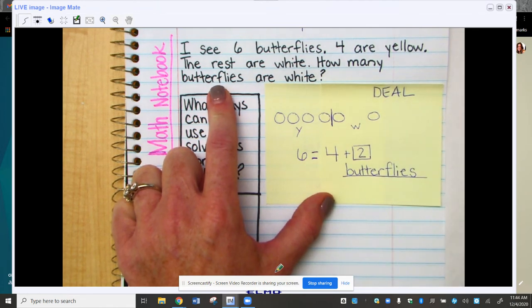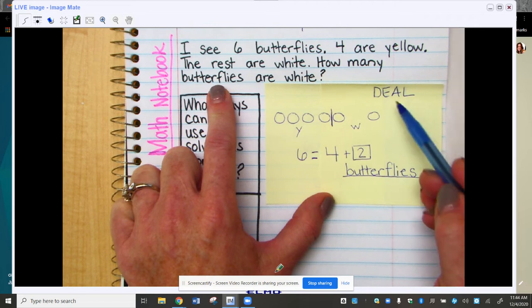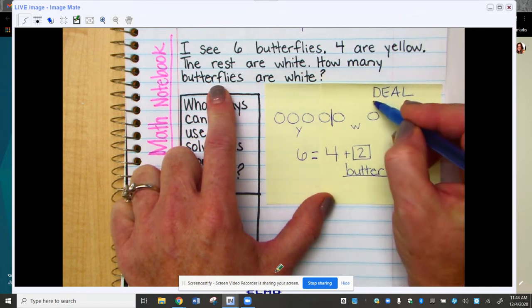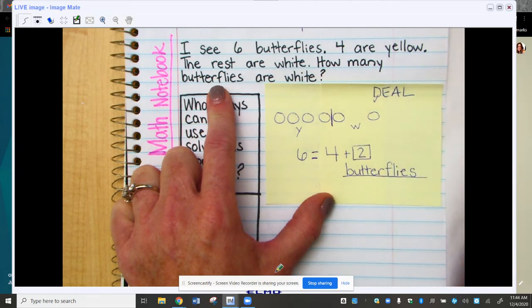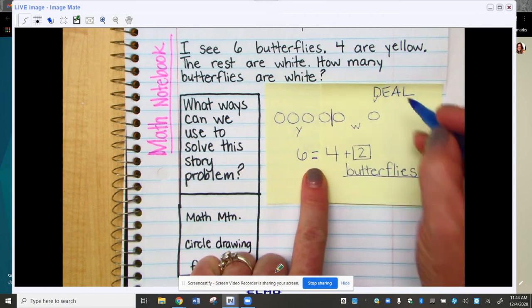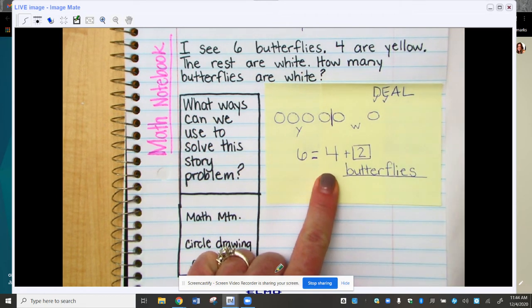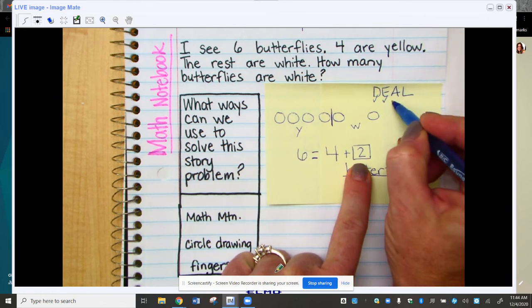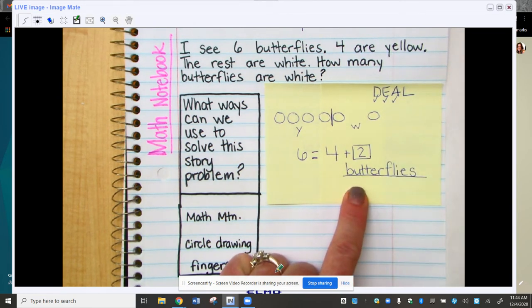Nicely done. Okay, let's go back and see if I have all of the parts. Did you make a drawing? If you did, give yourself a little check mark. Equation. Yes, right here I have an equation and an answer.